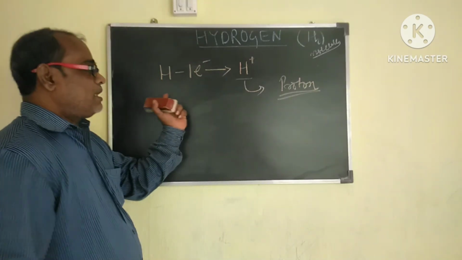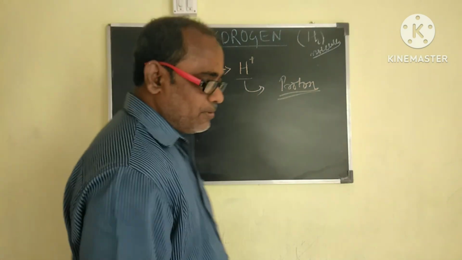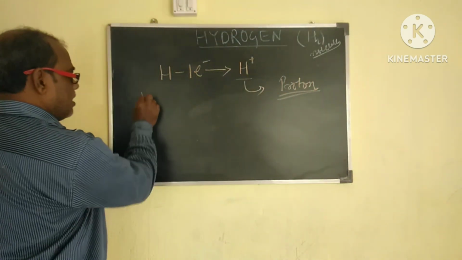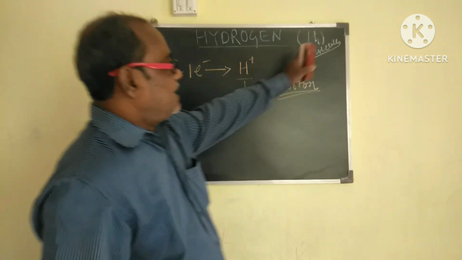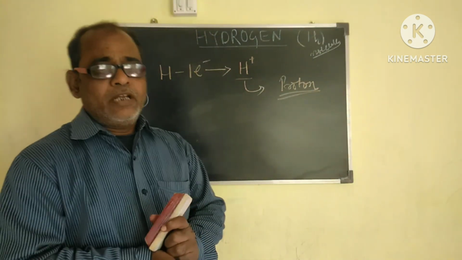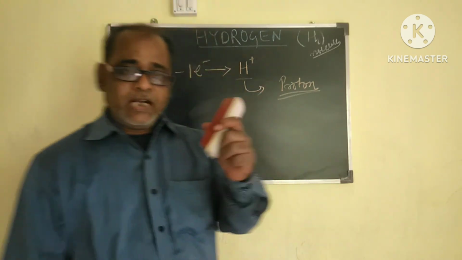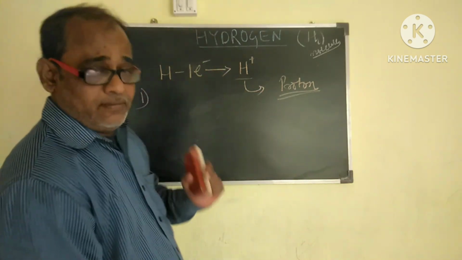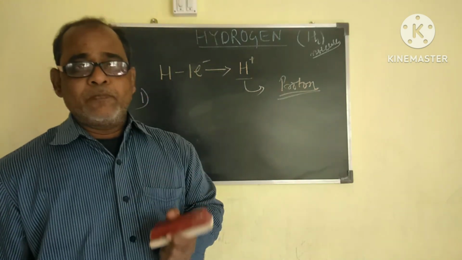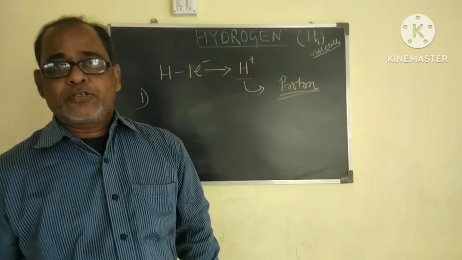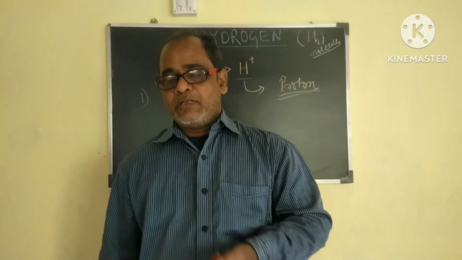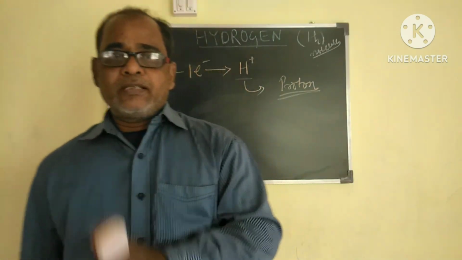Now the very first thing you have to keep in mind is that hydrogen as H2 doesn't affect any litmus paper, but hydrogen as an ion reacts with blue litmus paper and changes its color to red. This is the very first and foremost property of hydrogen. You must know it at your class 8 level.